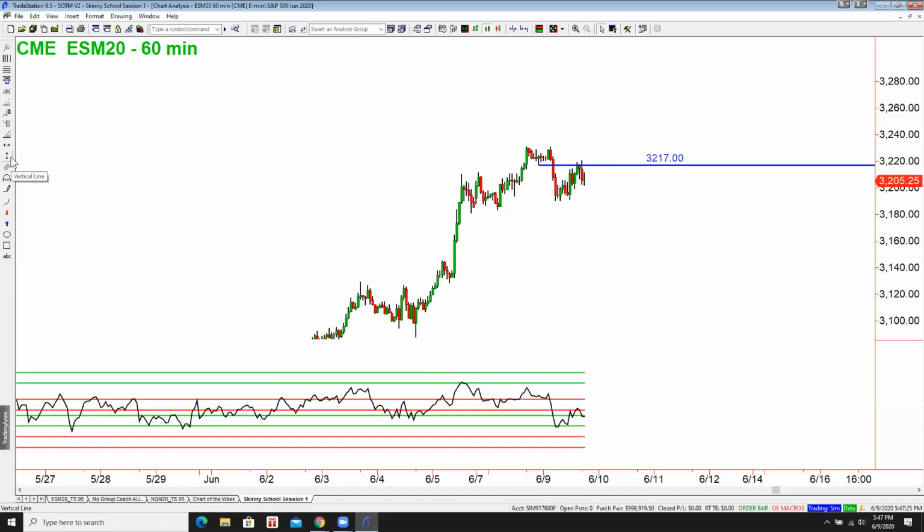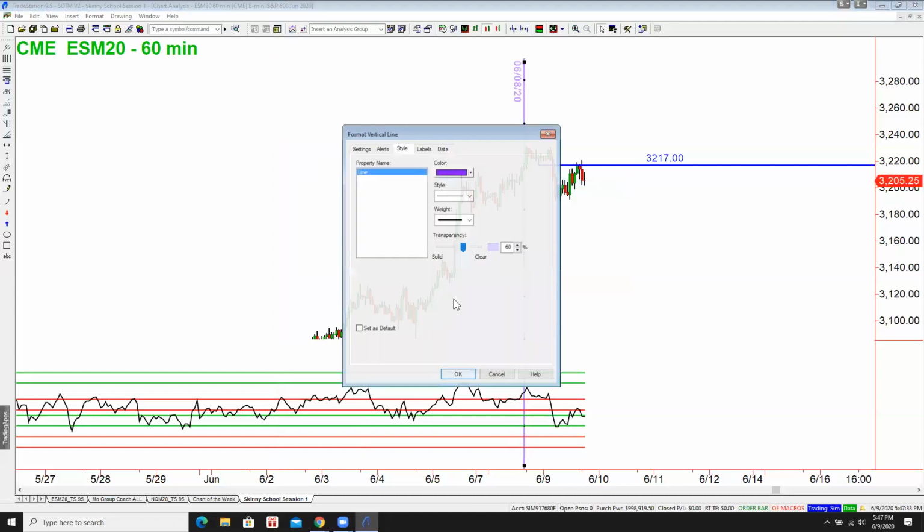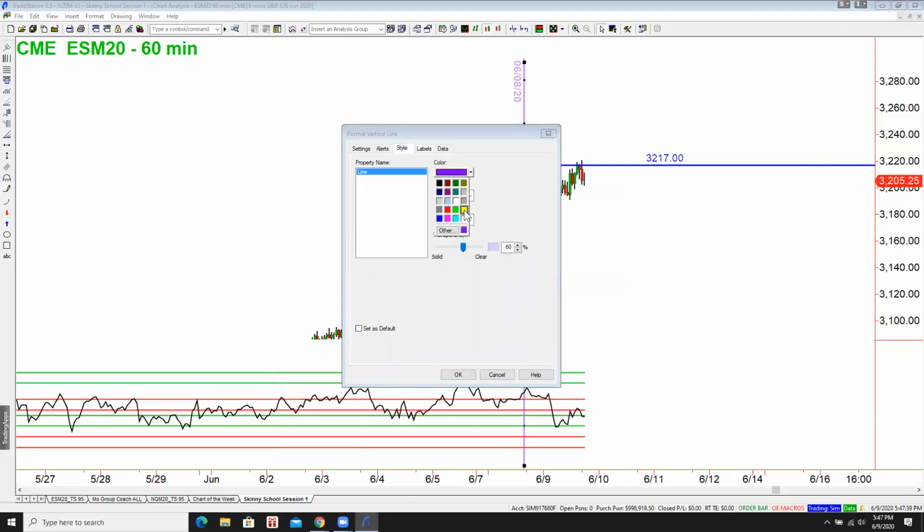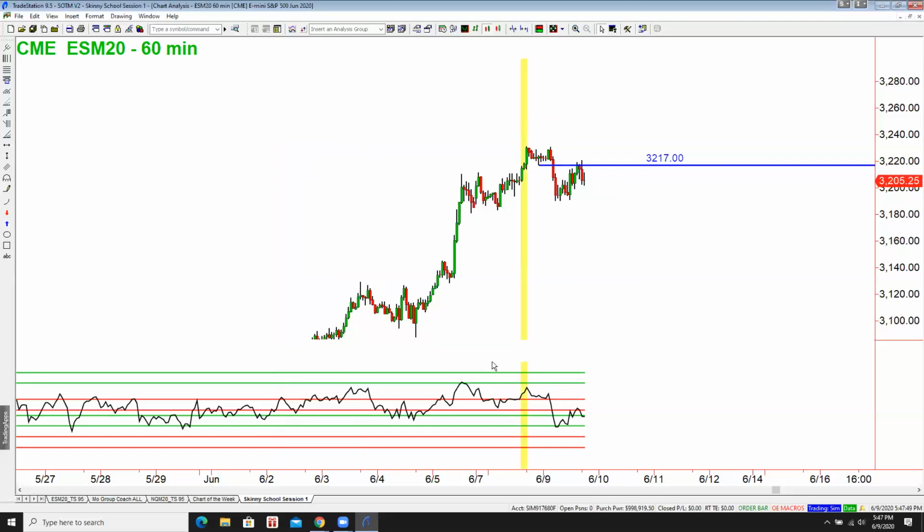For that, I use the vertical line. For a vertical line, if you grab it and put it wherever you want, then what I do on TradeStation is take off the labels. So show labels goes off. For the style, I pick yellow. I pick the thickest there is, but then I make it more transparent, 40%, 50%. Then it becomes like a highlighter.